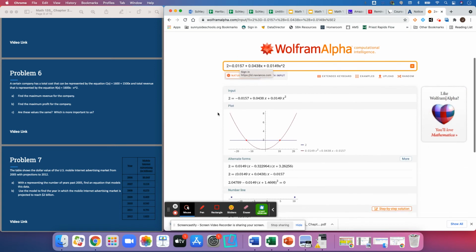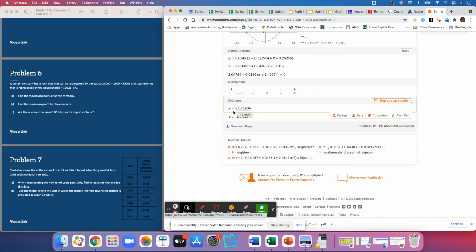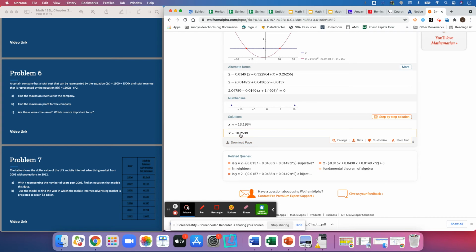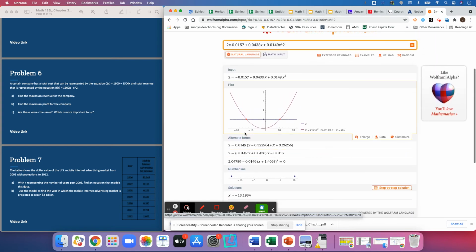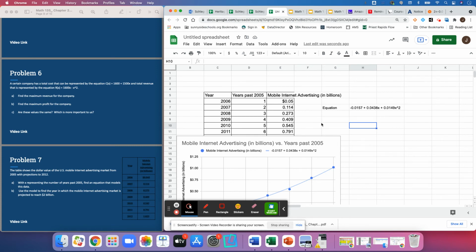We do come up with two solutions, -13, which is a throwaway because that is moving backwards in time, and we can't do that. We don't have a DeLorean. And then it's a little bit over 10 years. So 10 years past 2005 is the year 2015. And so somewhere in the year 2015, that market is expected to reach a value of 2 billion.